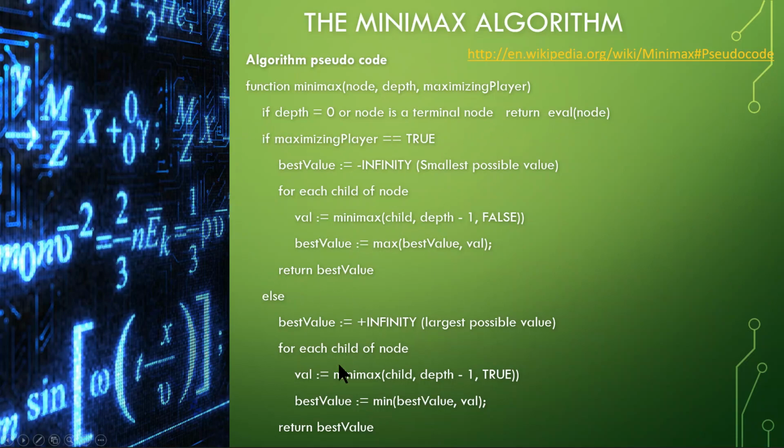Otherwise, and I'm going to go through the slides from here, it goes through saying, okay, if we're on our maximizing side, it tries to pick the child with the highest evaluation. And if we're on the other player's side, we're trying to pick the one that has the lowest value. So depending on whose turn it is, is it our turn or is it their turn?